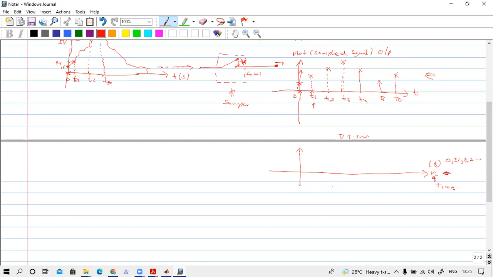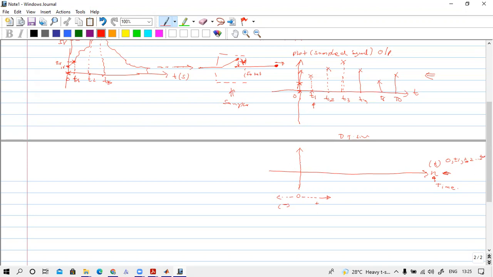If this is the 0th sample, the first sample we collect, then the right side samples we consider as plus samples, and the left side samples we consider as minus samples. So the sample index can be plus or minus. We have n as an integer, plus or minus, up to infinity. We have discussed this earlier. These are the number of samples, n is a sample.